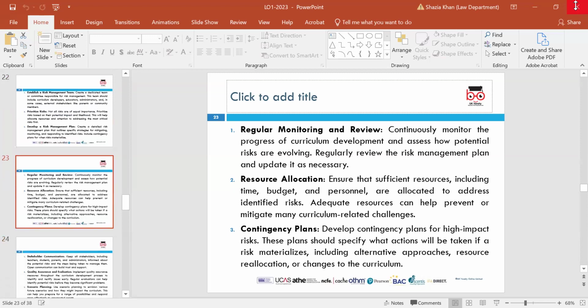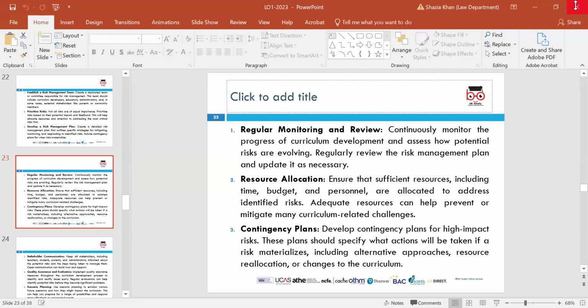Regular monitoring and reviewing. Continuous monitoring, reviewing and assessing how potential risks are evolving. Regular reviews are really important, making sure that you review all the time. So make sure you have a plan in place and you are reviewing that plan all the time, continuously monitoring and identifying risks and strategies, and being ready to adjust the plan.